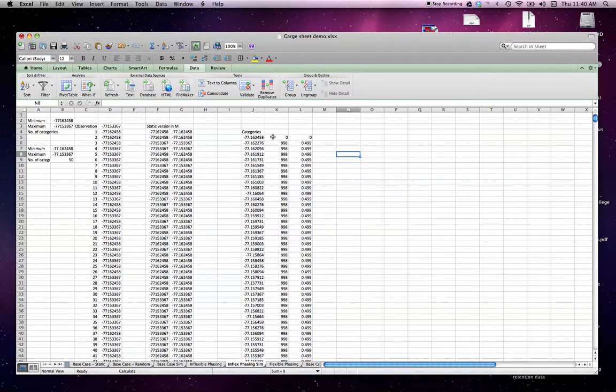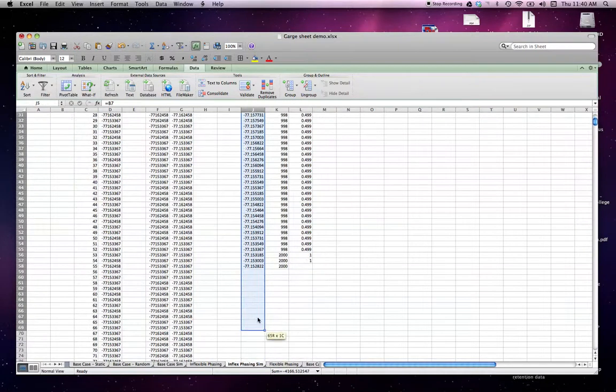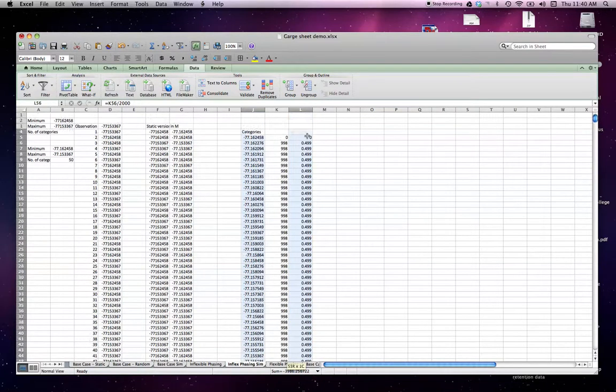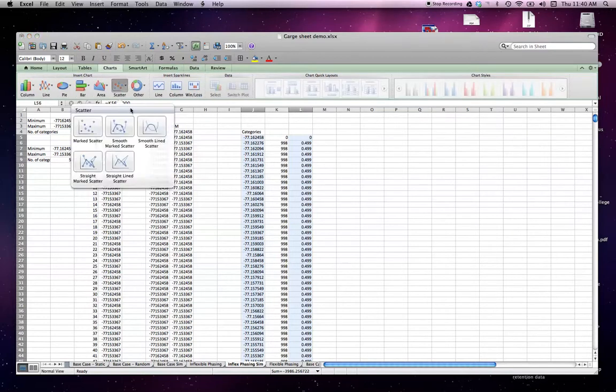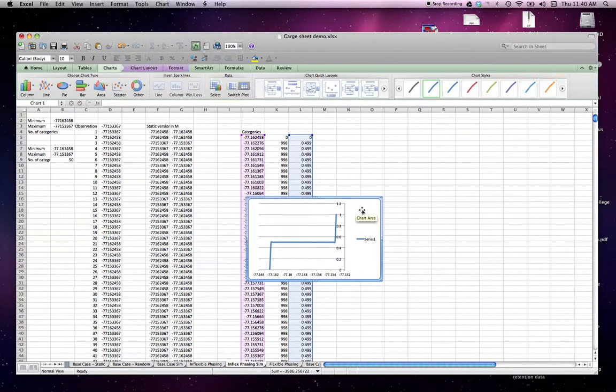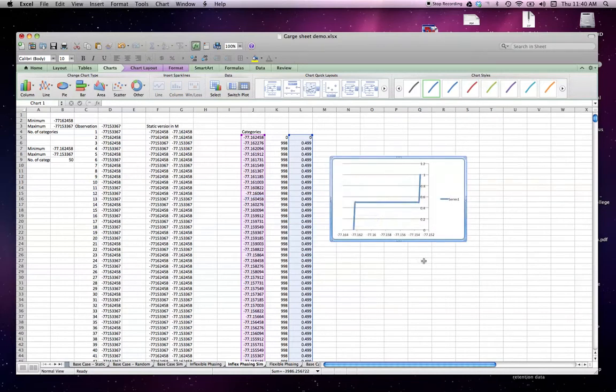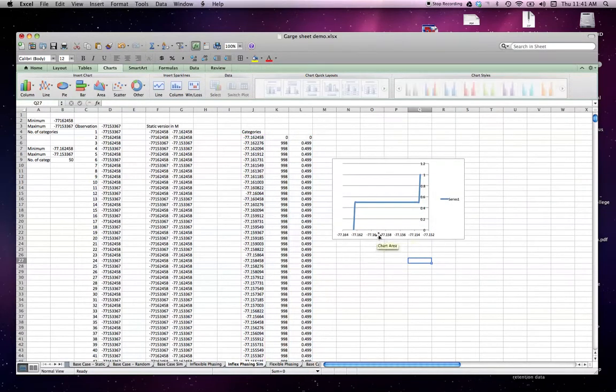If I highlight this as I did the other, and then do a chart. You can see it looks a little odd, but that's okay. So there's a 20% or yeah. So anyway, it's not real impressive.